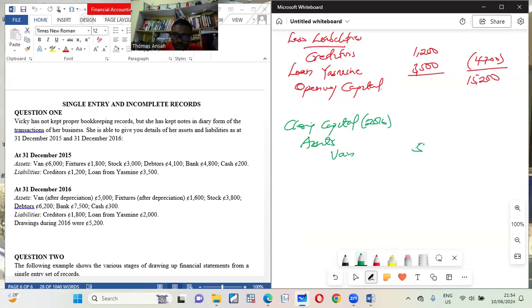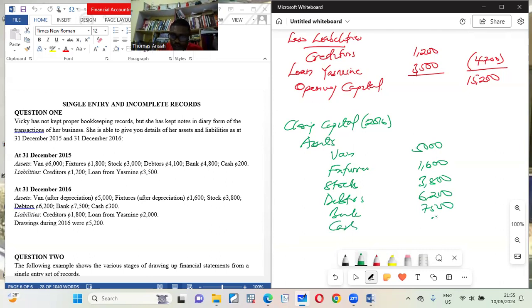So this one is what? 5,000 fixtures. It's also after depreciation. Don't forget that, because for assets, the figures that we use in the balance sheet are always the net book value, everything after depreciation. Then we have stock. Even the stock too, there can be stock loss, drawings. You have to adjust those too. All right. So 3,800. Debtors, 6,200. Then bank is 7,500. Then cash is 300.